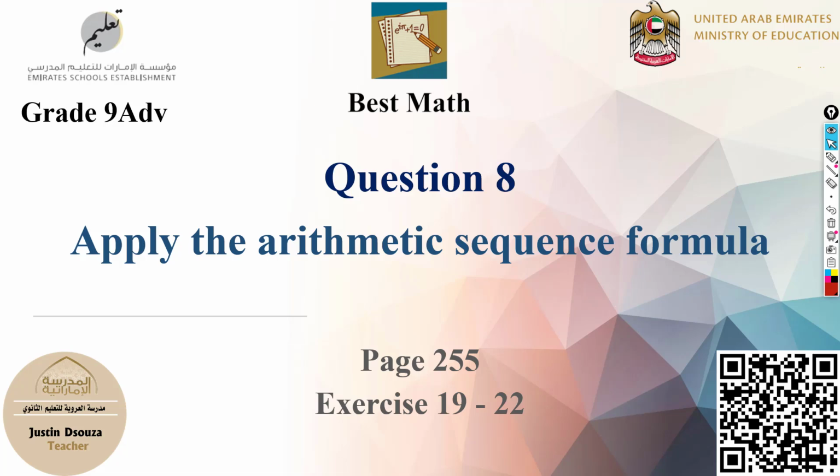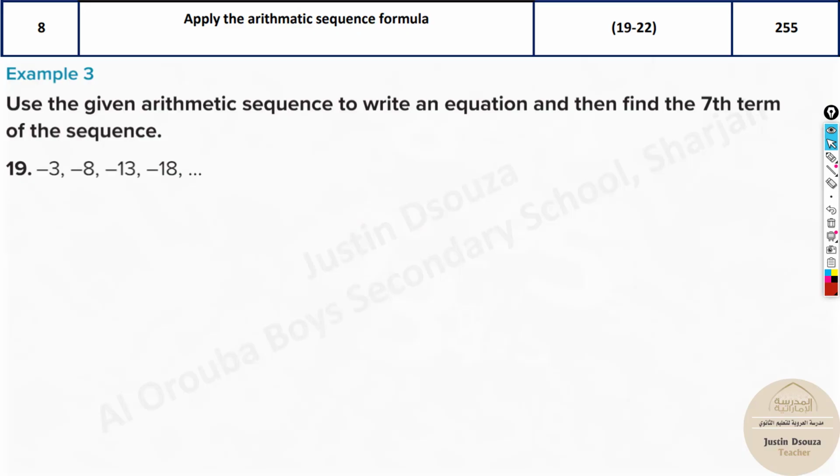Question number 8 is to apply the arithmetic sequence formula. Here it is about arithmetic progressions and sequences. We will look into a problem. We have to use the arithmetic sequence to write an equation and then find the seventh term of the sequence.